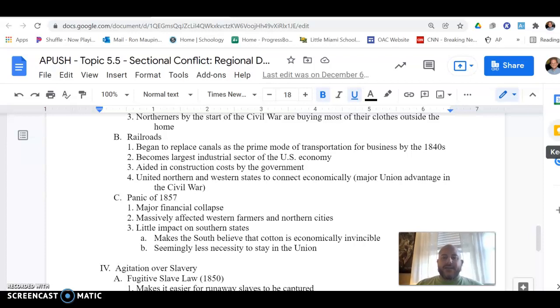The South's cotton economy is still strong. It's still robust. There's a global demand for this product, and this is going to be very significant moving forward. This makes the South believe that their economy can still be very lucrative and profitable, independent of the northern economy. And what this tells the South is that cotton truly is king, that it is economically invincible. And if the South can survive economically on their own, well, that might give you a little bit more of a willingness to try to do it politically on your own.